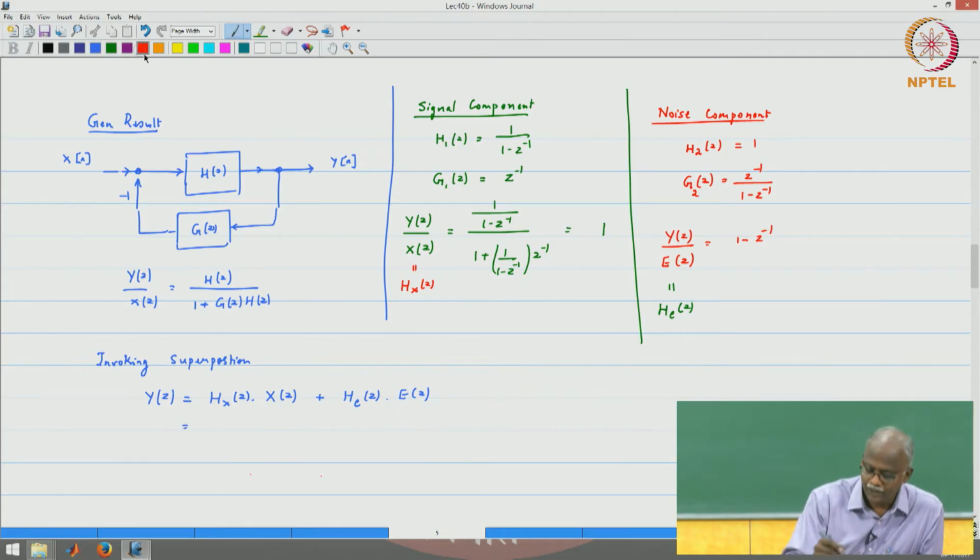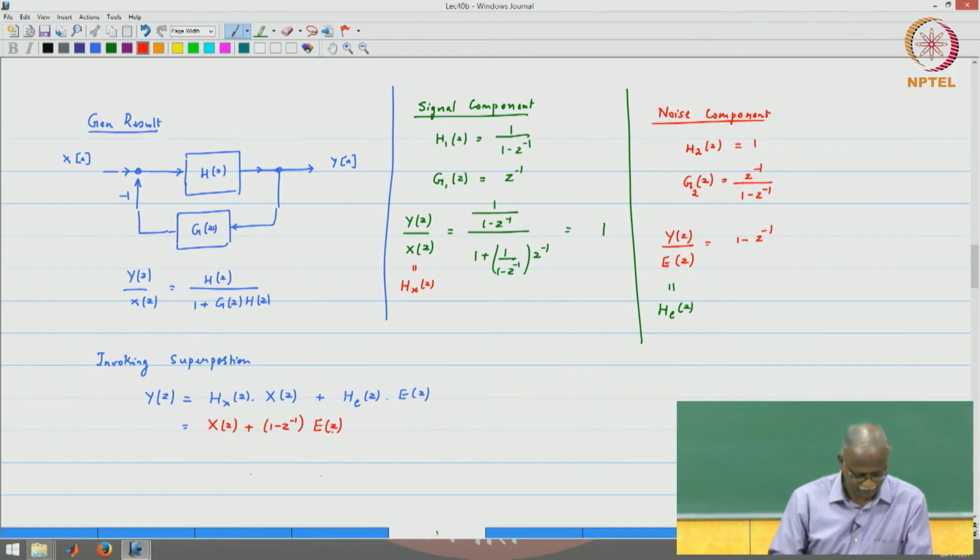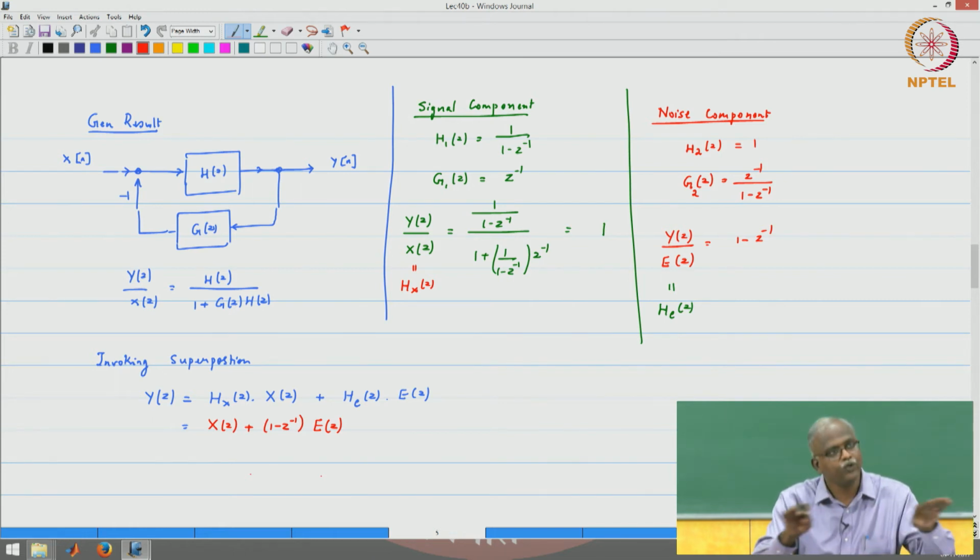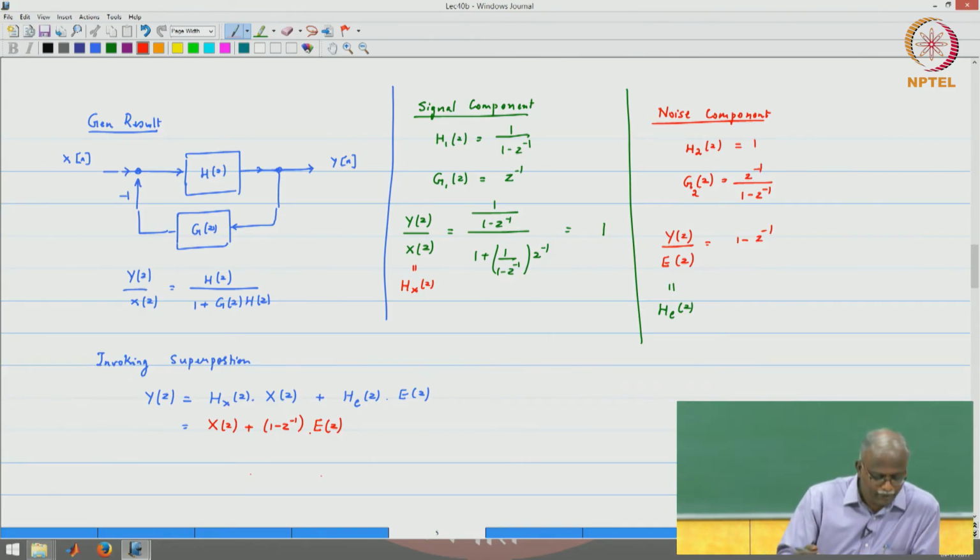That comes out to be x of z plus (1 minus z inverse) E of z. Okay. So, the input-output structure that we have implemented says that the transfer function between the input x and the output is 1. So, there is no modification of the input signal, but the error signal got multiplied by 1 minus z inverse. So, what type of a filter is this?